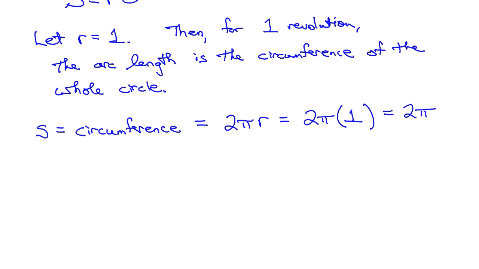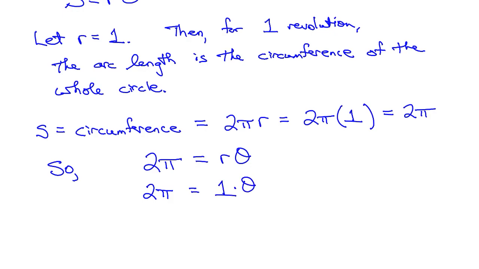So in other words, we had s, which is 2 pi, is equal to the formula r theta from the arc length formula. But 2 pi must be equal to 1 times theta, because the radius is 1, and that tells me exactly what the angle is in one revolution in terms of radians. It's 2 pi, solving this last equation for theta. So that gives us the conversion factor. One revolution is equal to 2 pi radians.